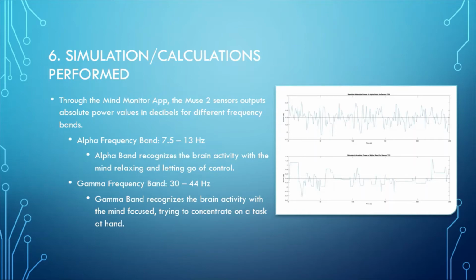The absolute power values are divided into frequency bands. For our system, we looked into the alpha band and the gamma band. The alpha band has a 7.5 to 13 Hz bandwidth, and the gamma band has a bandwidth of 30 to 44 Hz. Signals in the alpha band correlate with relaxation, so the higher the peak values of the signal, the less information the student is processing, while the gamma band displays signals correlated with concentration. So the higher the peak values, the more the student is focused on the task.